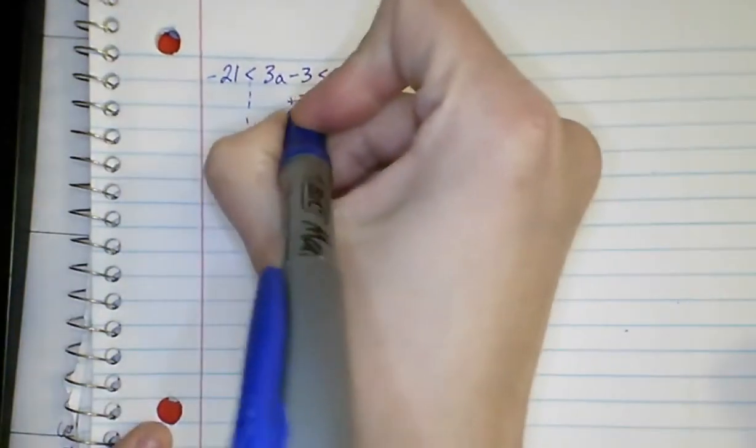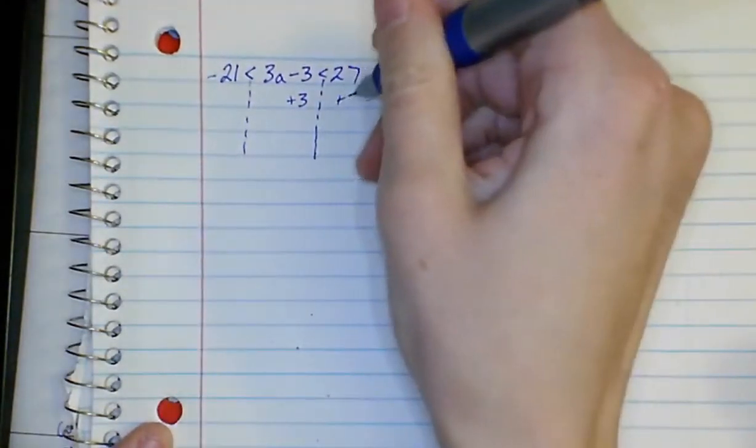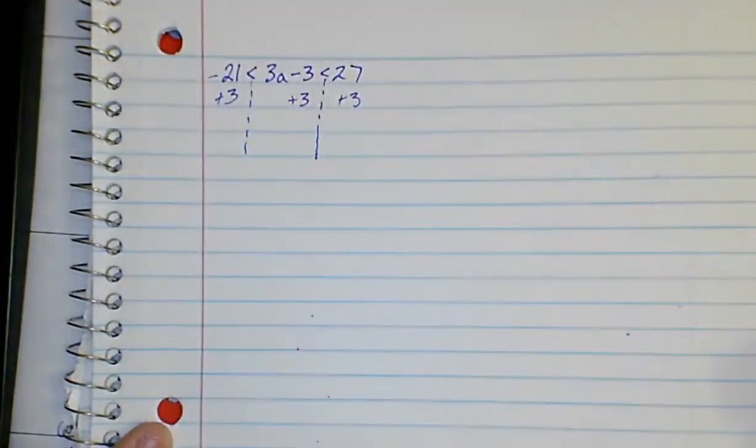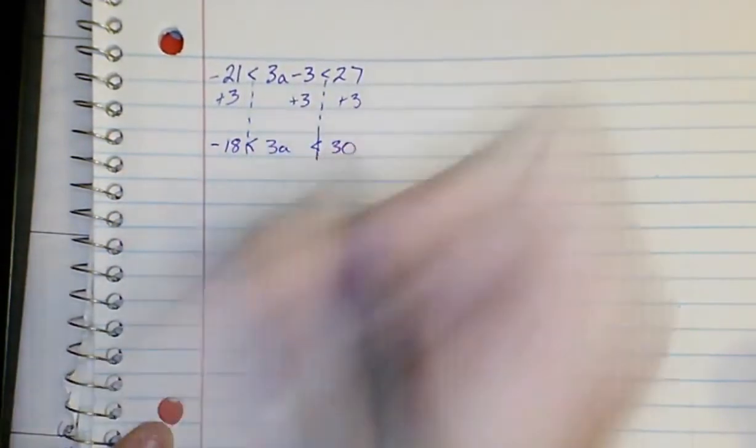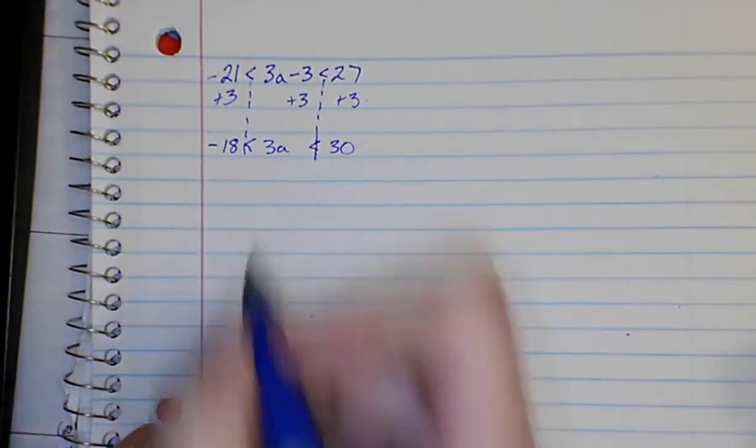So we have to add 3 to both sides, or I should say to all of the sides, inside and the outers. And then we divide by 3.